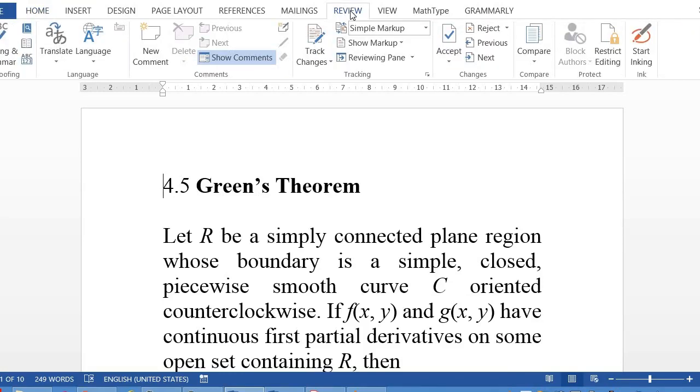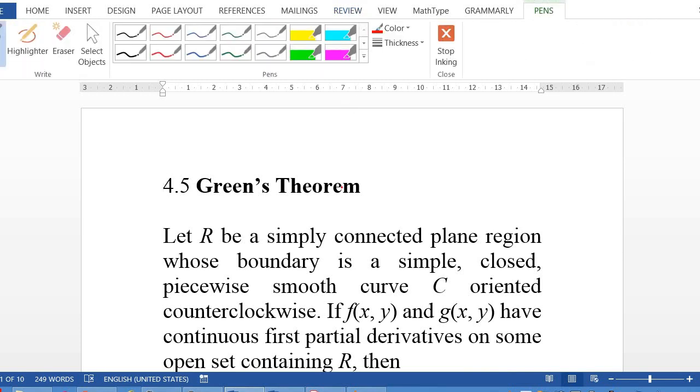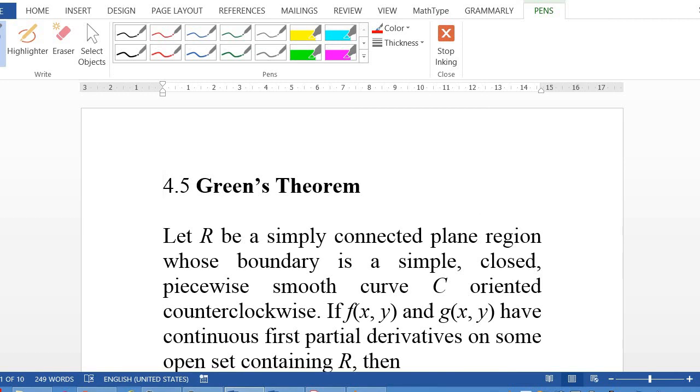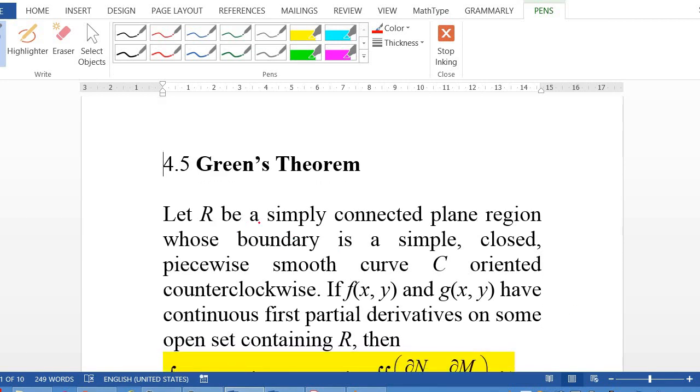Today we are going to learn Green's theorem in solving line integrals. Let the region R be a simply connected plane region whose boundary is a simple, closed, piecewise smooth curve C oriented counterclockwise.